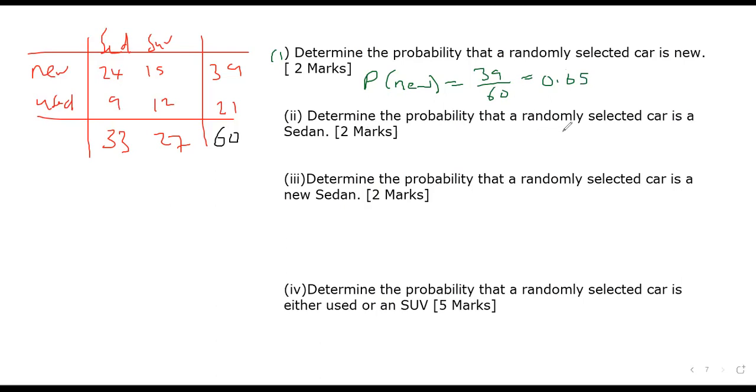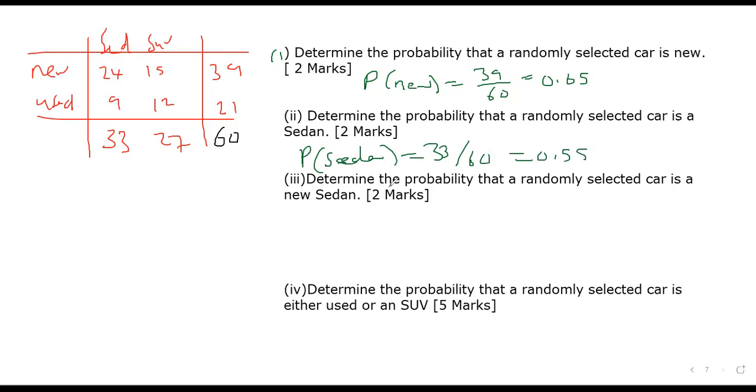Somebody else, the probability that the randomly selected car is a sedan. What are they looking for? The probability of sedan, which is 33 over 60. Correct. So what do we get? 0.55.